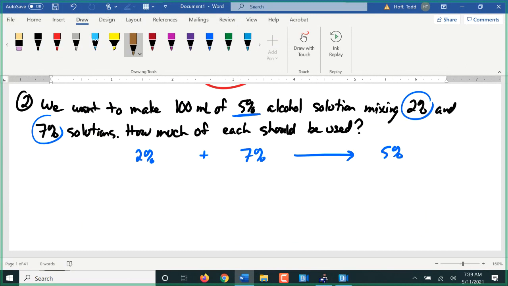Next, we need to look at our total volumes. We do not know how much 2% or 7%, but we do know we want to have a total of 100 milliliters of the 5% solution.